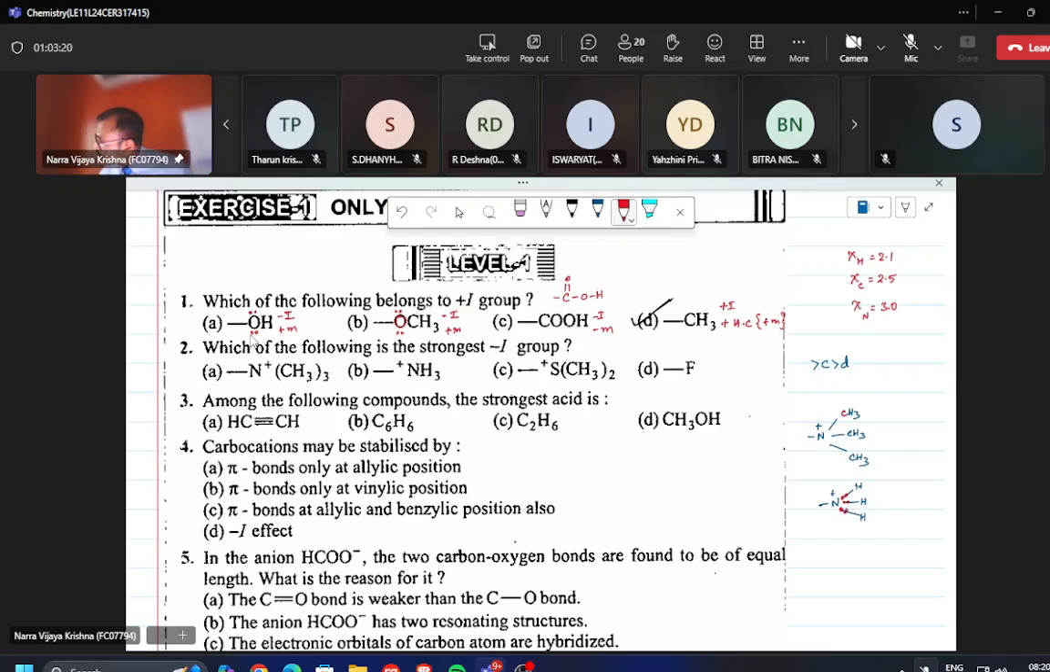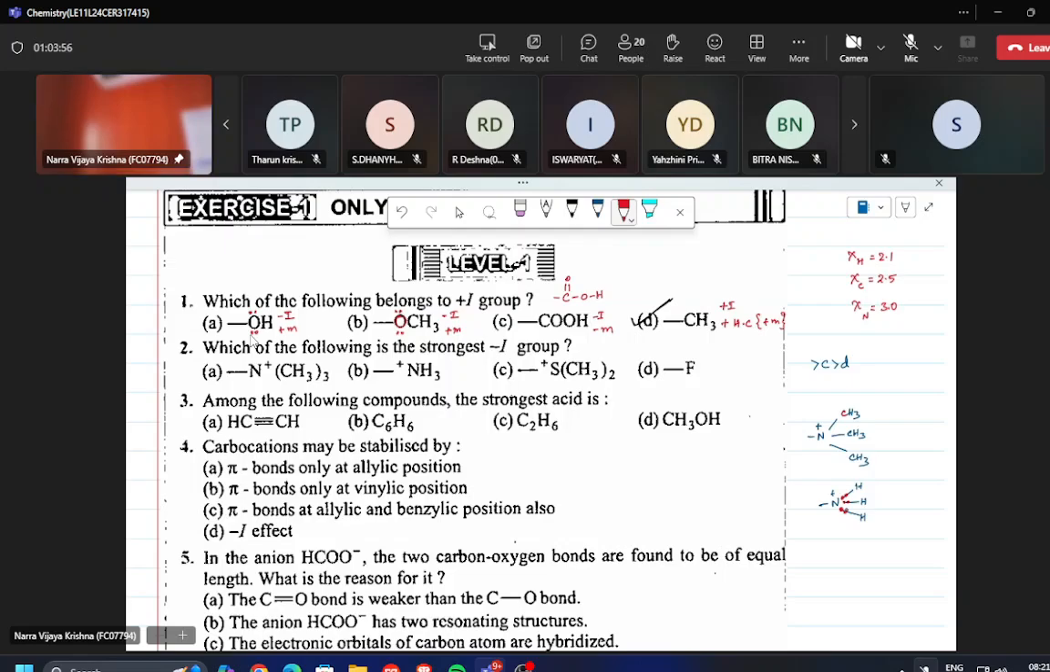Now, where is the electronegativity difference high, between nitrogen and carbon or nitrogen and hydrogen? If the electronegativity difference is high, these electrons will be close to nitrogen. Correct? If they are close to nitrogen, what happens to electron density over nitrogen? Increase or decrease? Then what happens to the positive charge? If the positive charge decreases, is it able to pull other electrons effectively or less effectively? That means which is more minus I? NH3.